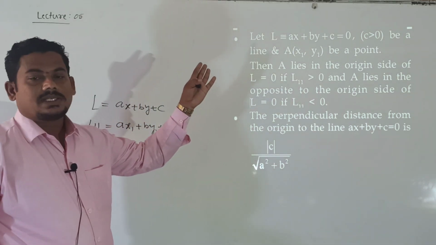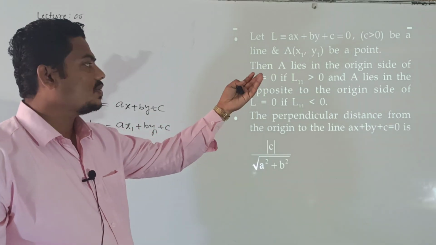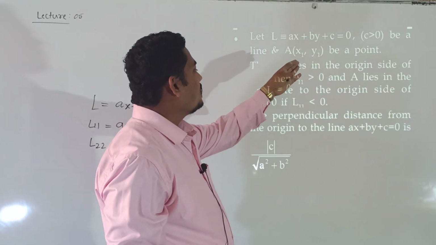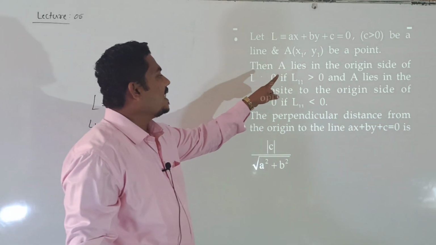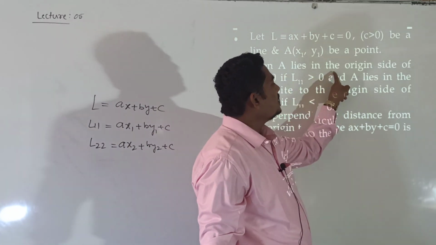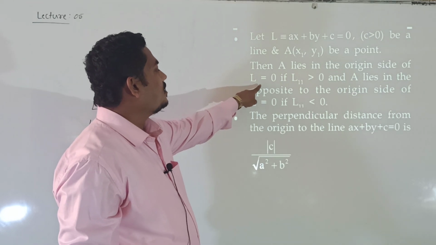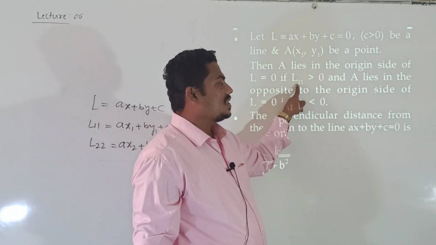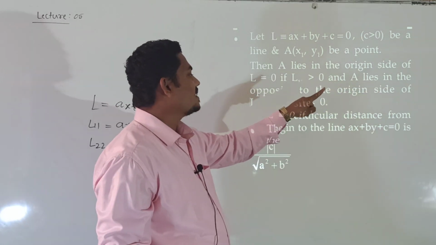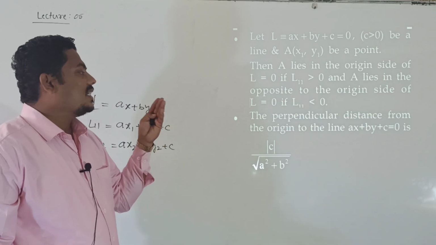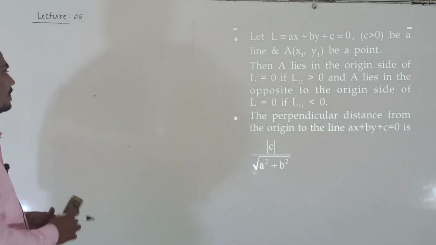Let L equal to ax plus by plus c equal to 0, and c is clearly greater than 0, meaning positive. Let A(x1, y1) be a point. Then A lies on the origin side of L equal to 0 if L11 is positive, and A lies on the opposite side to the origin if L11 is negative, meaning only one point is given and the line is given.